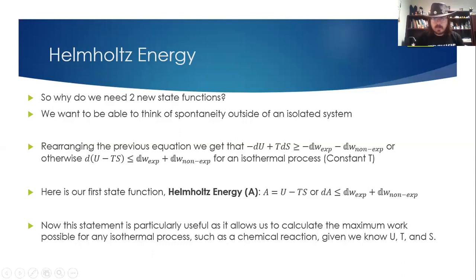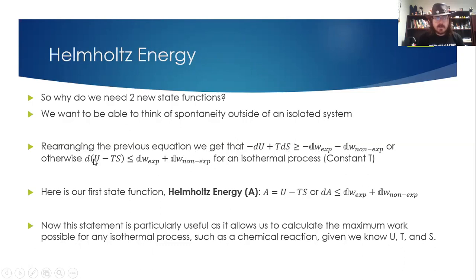So rearranging the previous equation, we get the change in internal energy to the other side, and we break down our work into the expansion work and the non-expansion work. Then we can pull the differential out, so the differential of U minus TS, and we divide by -1 to switch the sign. If we divide by -1, we flip the sign of the greater than or less than sign. Divide both sides, so those become positive as well.